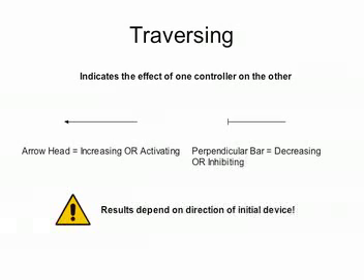Traversing is a path that shows the relationship between the two controllers. The arrowhead bar indicates that the resulting node moves in the same direction as the initial one. However, the perpendicular bar indicates that a change in the resulting node moves in the opposite direction as the initial one.